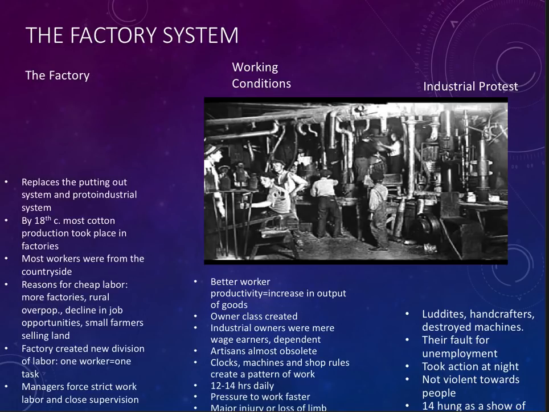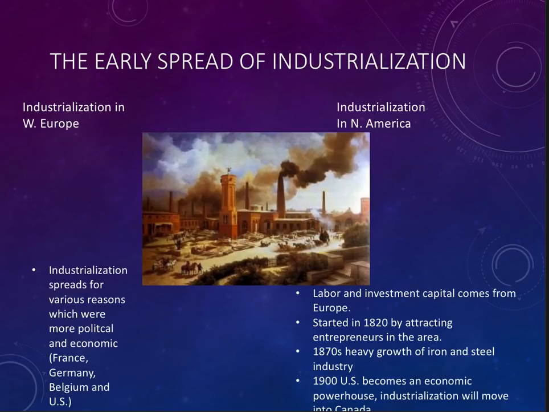So all this is happening in Great Britain at this time, and the industrialization will spread to other parts of Europe, especially into Western Europe. Industrialization will spread for various reasons, which were more political and economic than anything else. After Great Britain, we're going to see France, Germany, and Belgium. They'll connect themselves all together in the industrial age. And again, transportation is going to really help speed up this process.